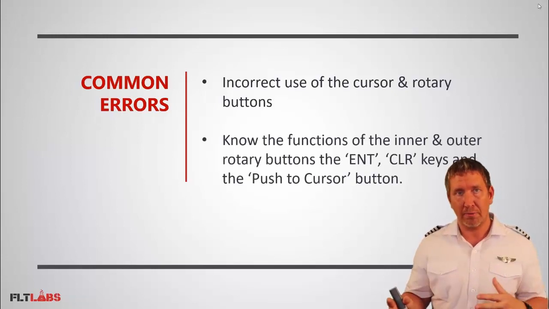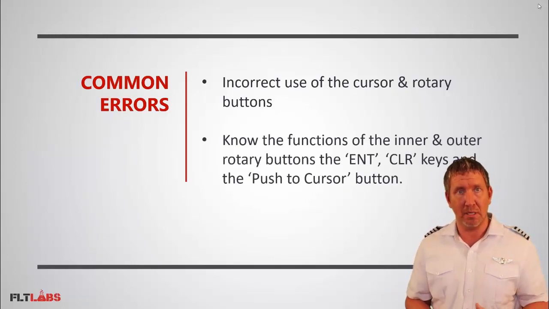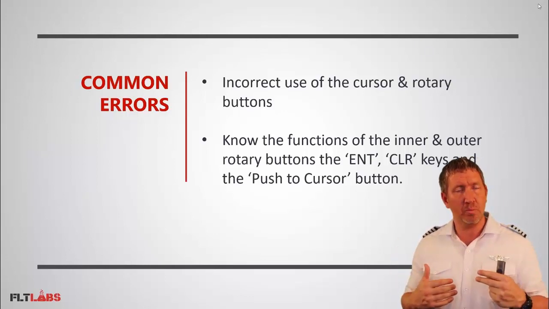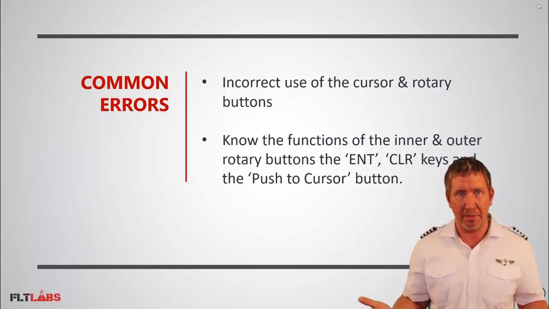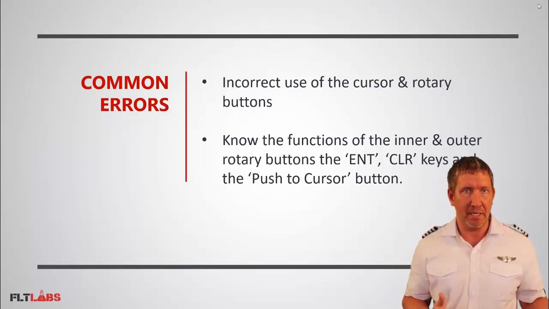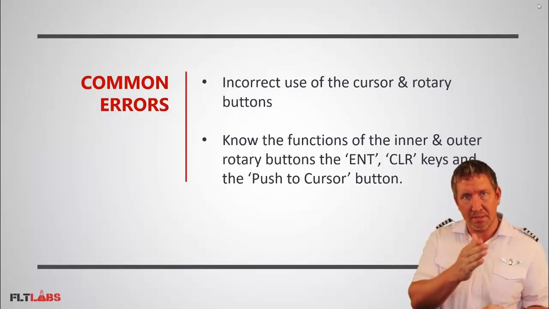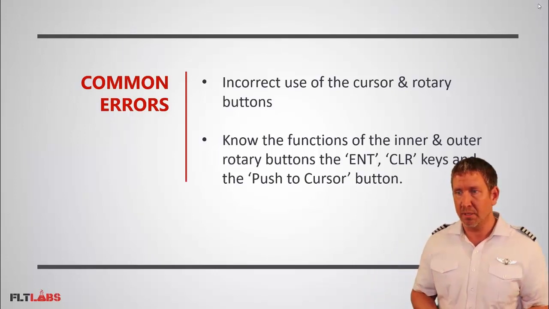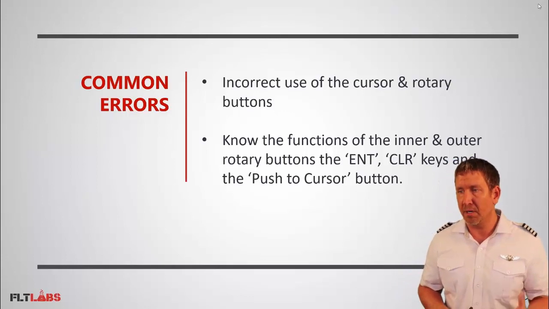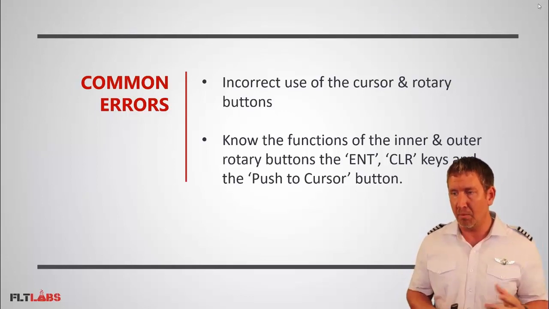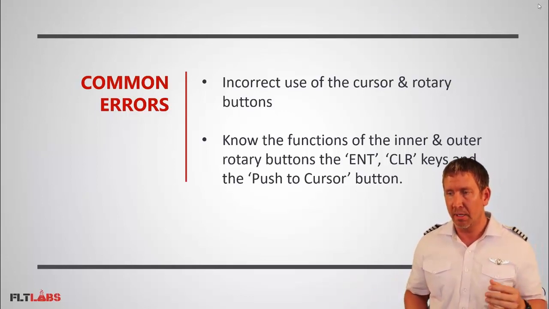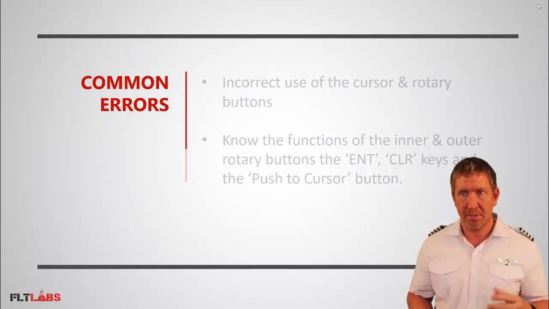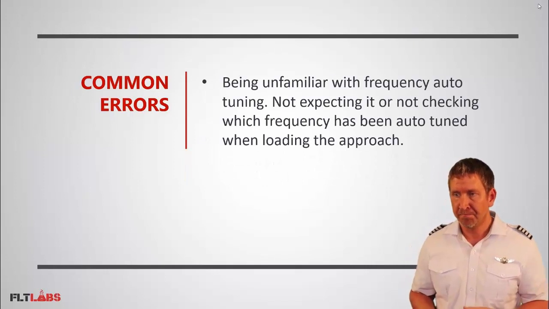So how to correct for incorrect button usage is to get practice and to think about it a little bit. Sometimes we get a little excited and just start pushing buttons randomly. That doesn't make sense. We need to have a plan and a systematic way of doing things, and that's how you're going to master this GPS. Know the functions of the inner and outer rotary knobs, enter, clear, and the push to cursor buttons. It's an extension of the same thing.